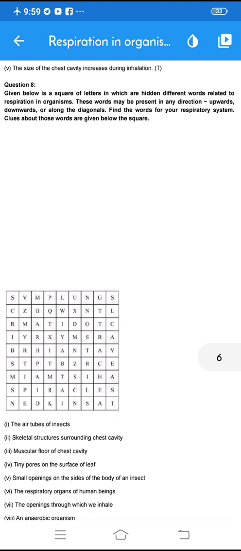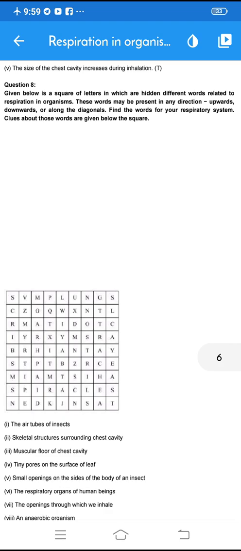Here, given below is a square of letters. A square is given in which letters are written, and they are hiding different words related to respiration in organisms. These words may be present in any direction, either upward, downward, or along the diagonals. In this manner they have been arranged, and you have to find those words related to the respiratory system. Clues about those words have been given here in the square.